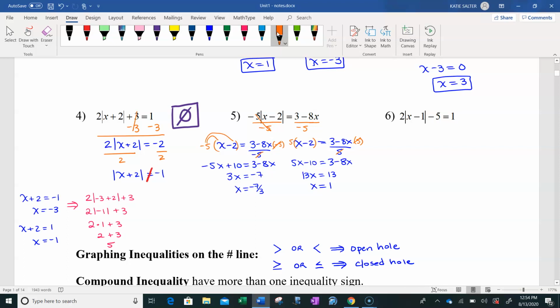But we can't just be like, oh, yeah, we're done, and box in our answers. We need to check and make sure that both of them work. So you can do this by hand. You can use a calculator. You can use a graphing calculator. There's lots of different ways to substitute back in and check.